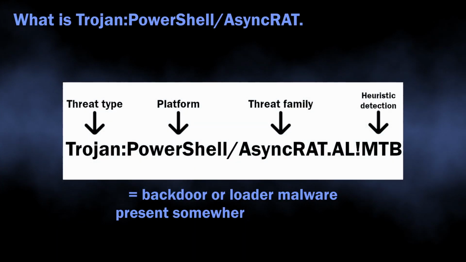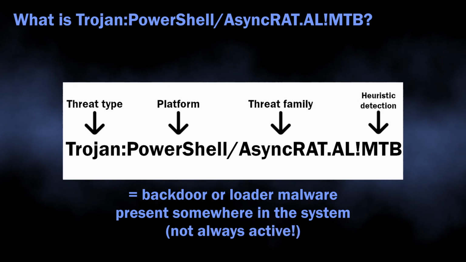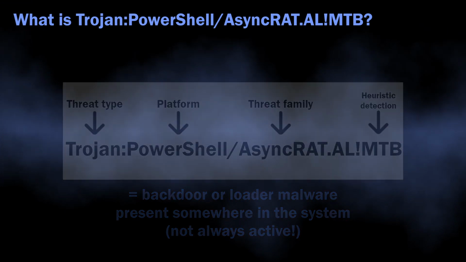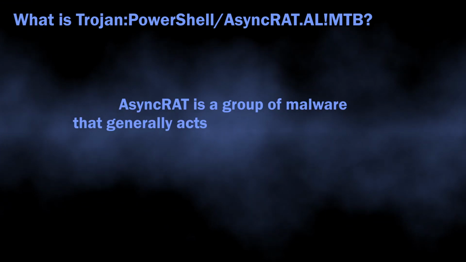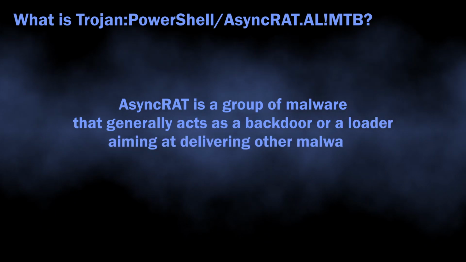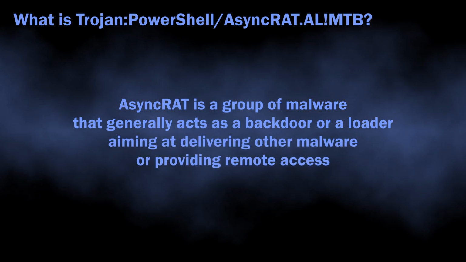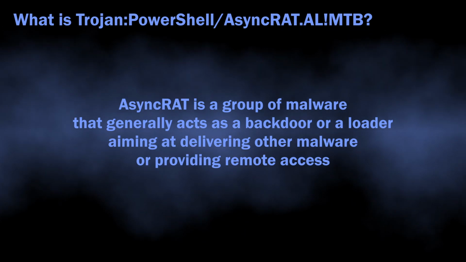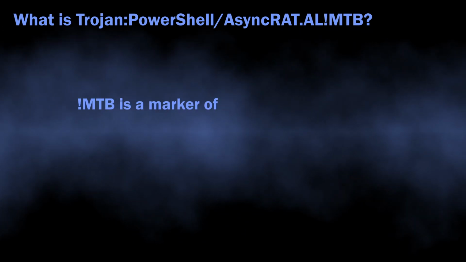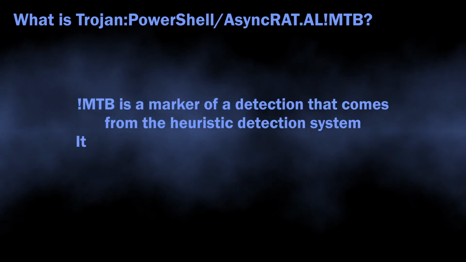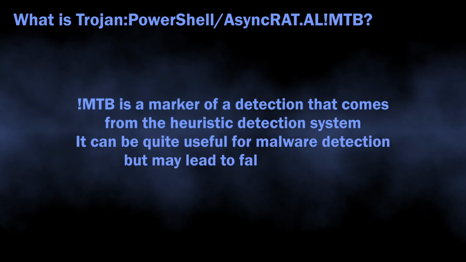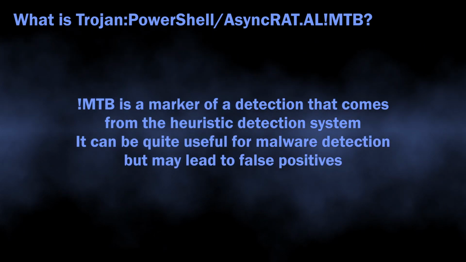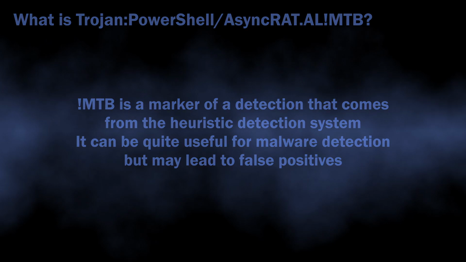So normally, the Trojan:PowerShell/AsyncRAT.AL!MTB detection flags a backdoor malware or a loader active in the system. AsyncRAT is a name for a group of malware that has been active for several years and is known for its wide functionality and evasion methods. The MTB ending corresponds to a heuristic detection system being used, which is an important detail for understanding whether you should worry about this detection or not.